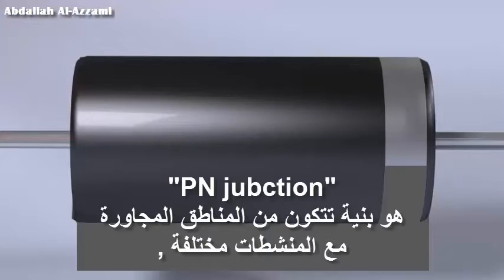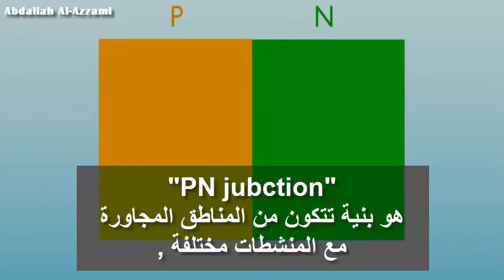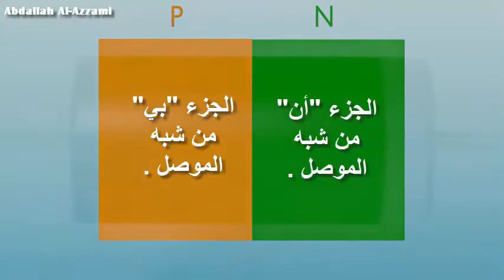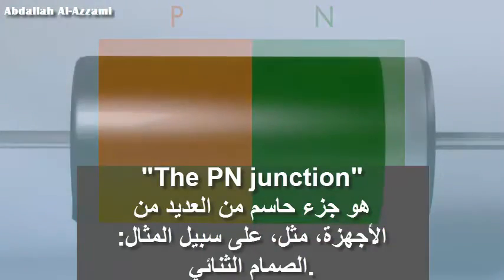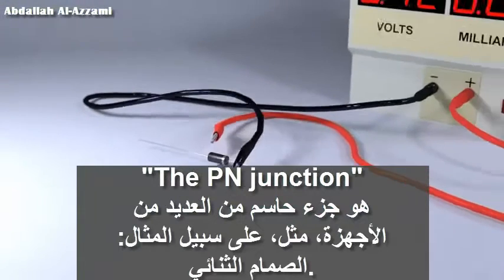A PN junction is a structure formed by neighboring regions with different dopings, P-type and N-type semiconductors. The PN junction is a crucial part of many devices, such as, for example, the diode.